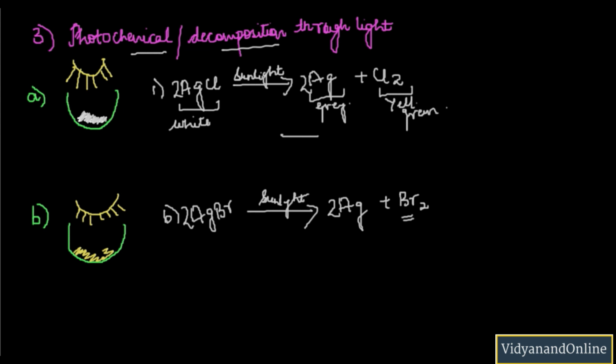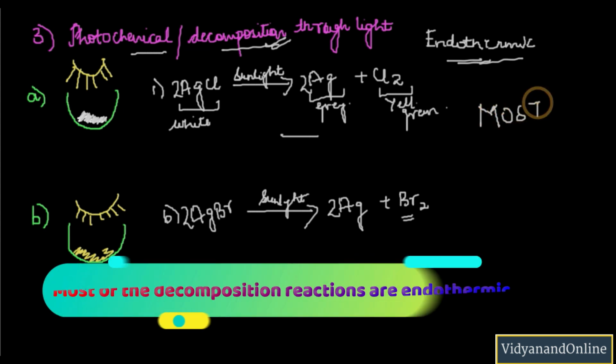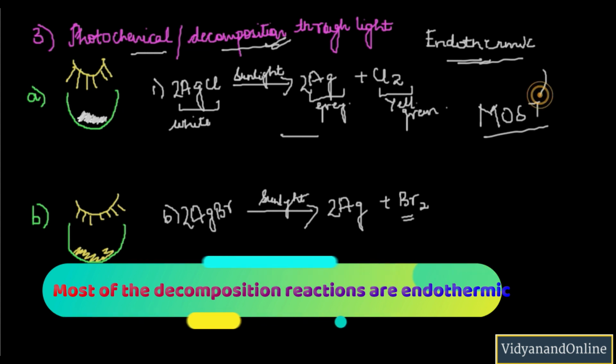Okay, now let me tell you that most of the decomposition reactions are endothermic. Now the question arises, why endothermic? This is because in every reaction we have seen, the energy is required in order to break the bond in between the reactants. Now if energy is required, it means that the energy has to be absorbed, and that is the work of endothermic. Okay, so the energy is absorbed in the form of sunlight or electricity or heat. So let me tell you, not all but most of the reactions of decomposition are endothermic.